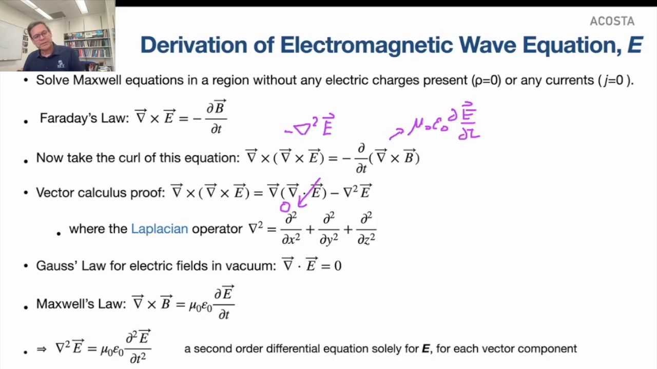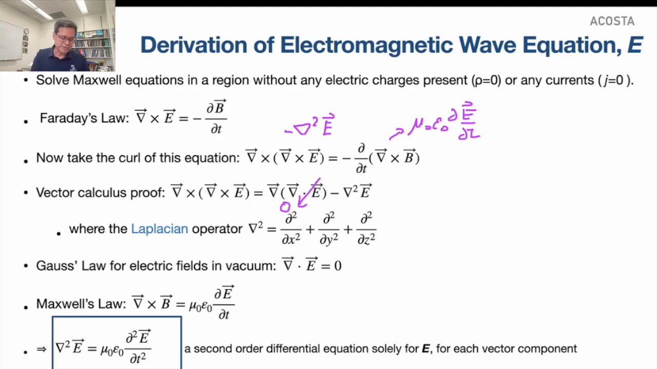Putting that all together, and canceling the minus sign that's on both sides of the equation above, I have the Laplacian of the electric field equals mu naught epsilon naught times the second time derivative of the electric field. So again, it's a second order differential equation, completely analogous to what we had for the magnetic field, and it holds for each vector component, so every component of E must satisfy this equation. We've again shown that from the differential form of the laws of electromagnetism, we get these second order partial differential equations separately for the electric field and for the magnetic field.